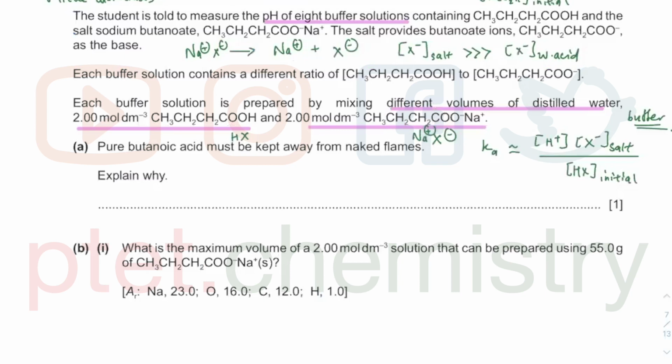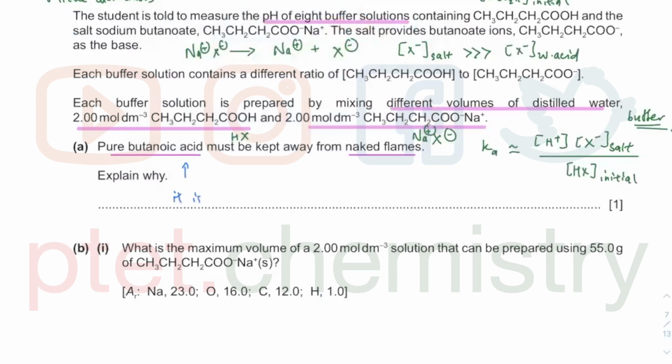Anyway, pure butanoic acid must be kept away from naked flame. Do you know what is naked flame? Yeah, like, basically the fire. Yeah, the fire is visible. Can you explain why? So this is about safety precaution, right? So why? Butanoic acid is flammable, I guess. Yep, so it's to do with the flammability.